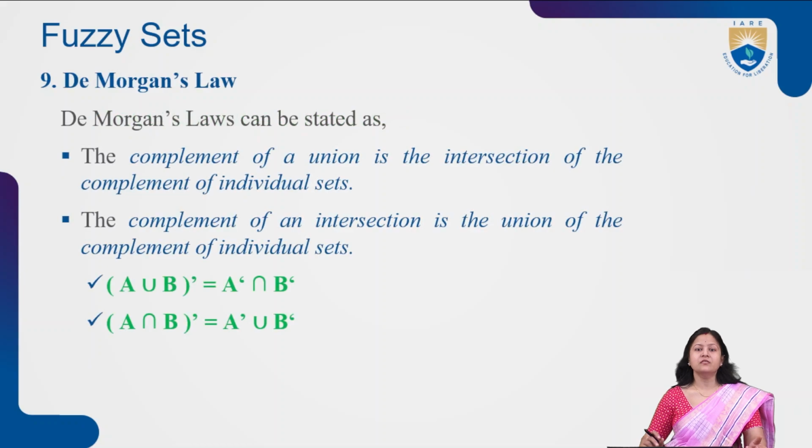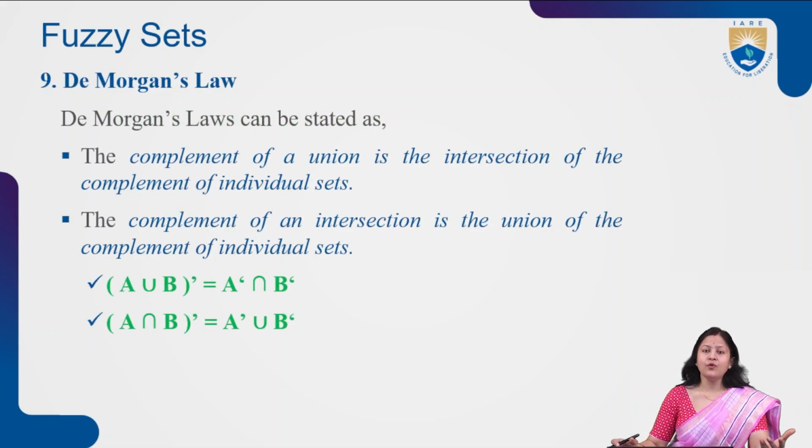De Morgan's law, we already know why it is used; De Morgan's laws are applicable for both union and intersection. In the set operation, De Morgan's laws are used to simplify complex set operations. So the complement of these are the two laws. Theoretically, it is written: the complement of the union is the intersection of the complements of the individual sets, and the complement of an intersection is the union of the complements of the individual sets.